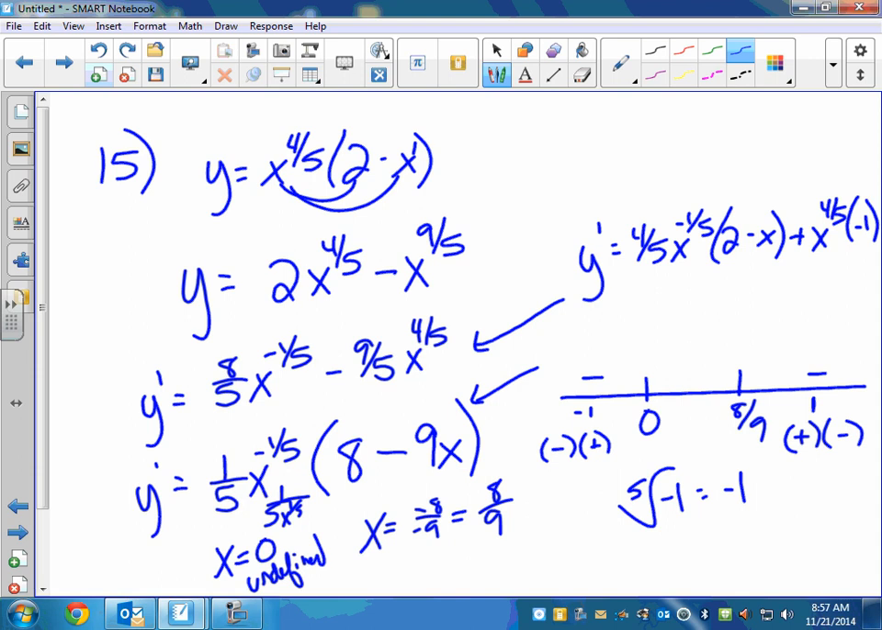Which means I have to pick a number between 0 and 8/9. We could pick, I don't know what you want to pick, 1/2, 1/4. There's not really a lot of nice numbers going on here. But we're looking for signs, positives and negatives. So if I just pick 1/2, I don't care what the 5th root of 1/2 is, but do you agree that it's a positive number out there? So it's a positive, and if I plug 1/2 in here, I'm going to get 8 minus 9/2, or 8 minus 4.5, which is a positive number, which is a positive.